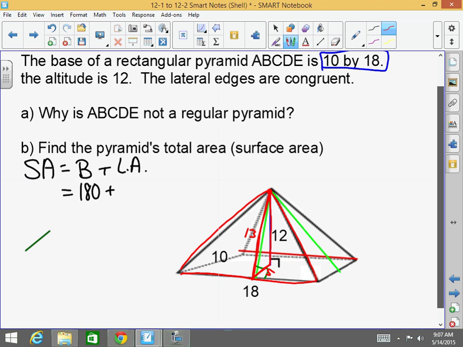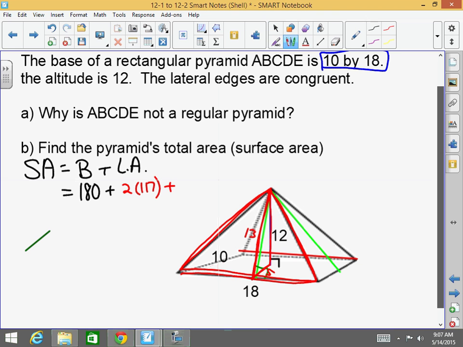Now, 13 times 9, right? Because I'm trying to find this triangle. So it's base times height, 18 times 13, divided by 2. So 9 times 13 is 117. But times 2, right? Because there are 2 of those. So 2 times 117 plus.